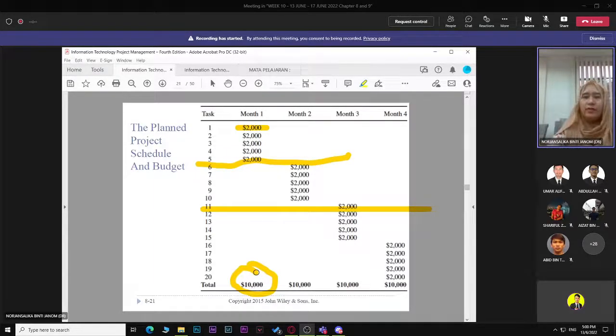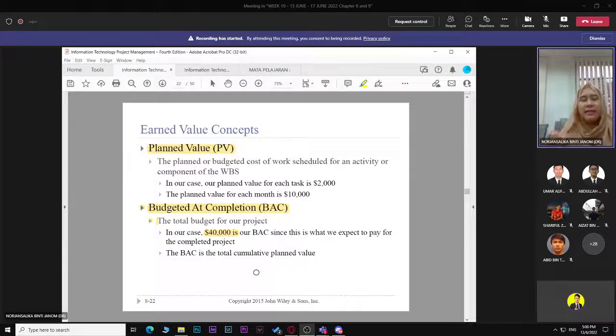So in earned value, first of all, you want to monitor whether the project is according to what you planned. You need to understand the elements under the earned value method, the concept itself. As simple as planned value, what you plan ahead: each task is 2,000 and each month will cost about 10,000. Also make sure you understand what BAC is, budget at completion, which your target will be 40,000. That is also known as the total cumulative planned value. It means the planned values are added up, 10, 10, 10, 10, for 4 months, it is 40,000.